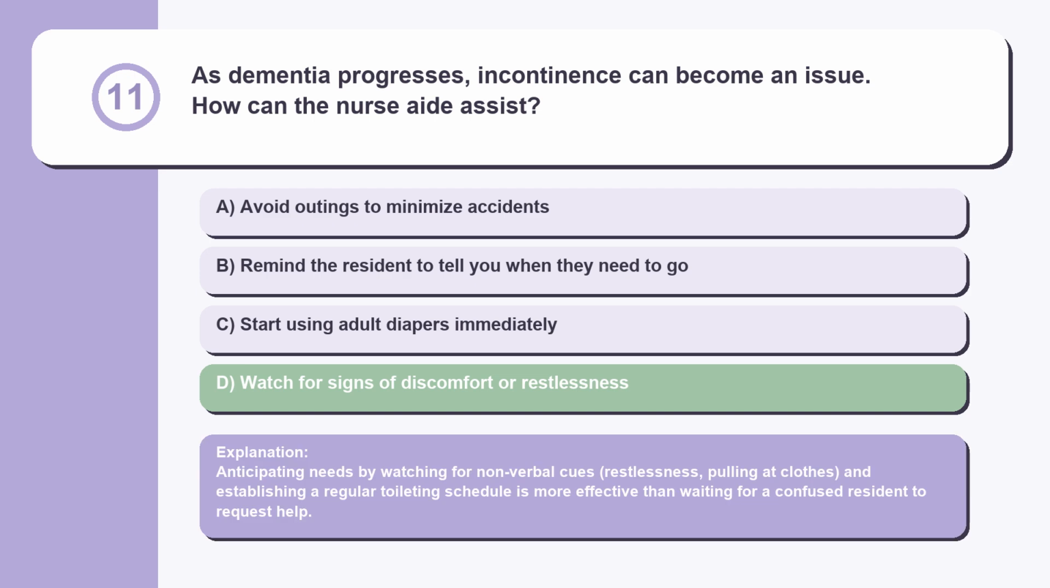Anticipating needs by watching for nonverbal cues, restlessness, pulling at clothes, and establishing a regular toileting schedule is more effective than waiting for a confused resident to request help.